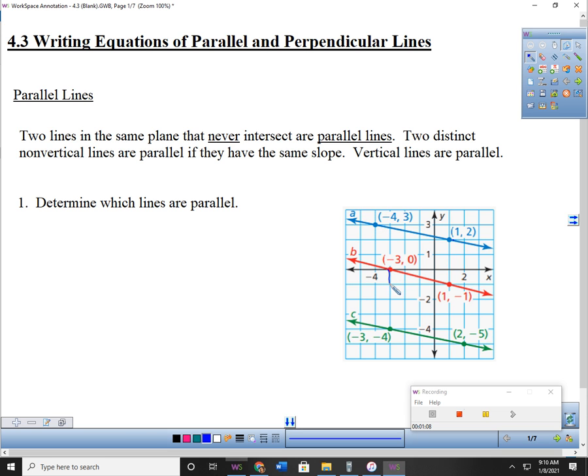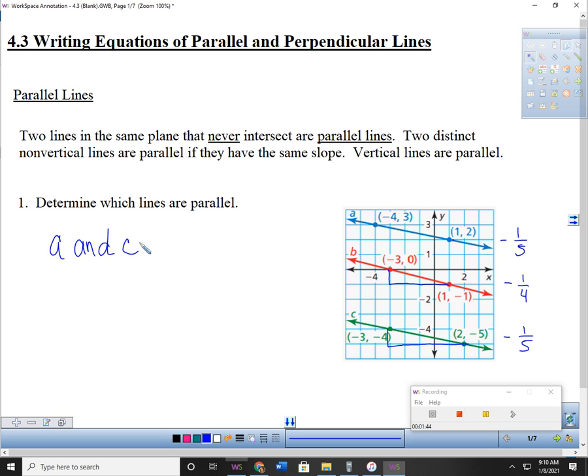If I do this one, it's down 1 and to the right 4. This one is down 1 and to the right 1, 2, 3, 4, 5, correct? So not all three of these have the same slope, because this one is negative 1 over 5. This one is down 1, right 4. And this slope is down 1 and right 5. So which ones would be parallel? Line A and line C, right? So A and C.